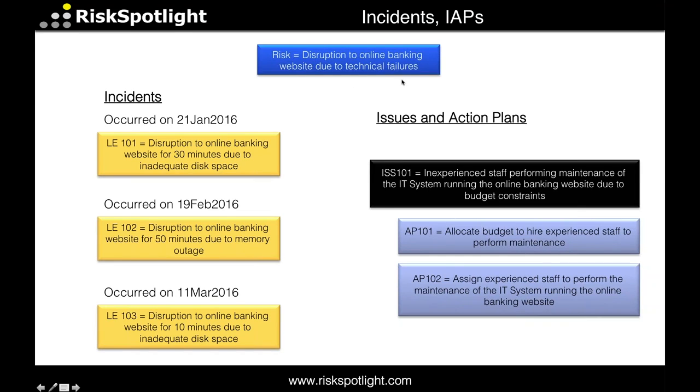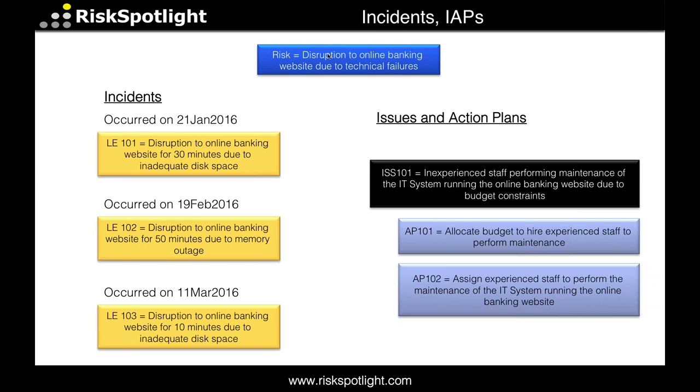In this case, we have a risk of disruption to the online banking website due to technical failure. It's one risk, but where our controls fail and that risk actually occurs in real life, that's what we call an incident. In this case, that risk happened on 21st Jan 2016, where our online banking website was down for 30 minutes. Then on 19th Feb, we had another incident related to that same risk, and on 11th March, another incident. So I have 3 incidents where that risk has actually materialized or crystallized, which are the terms used.